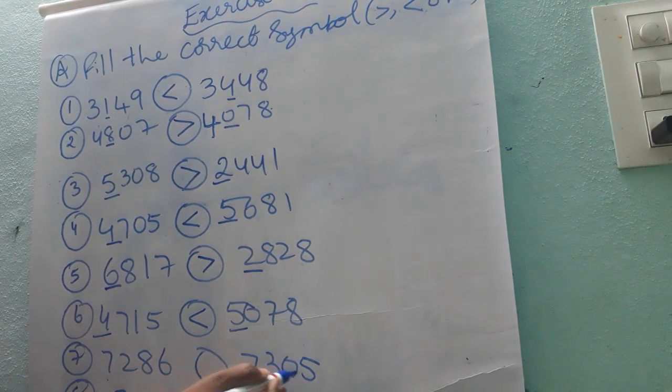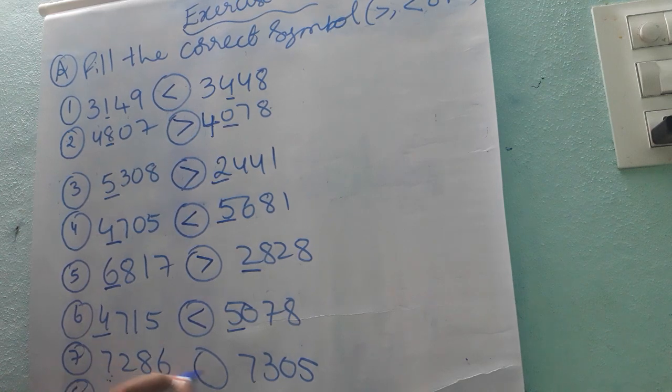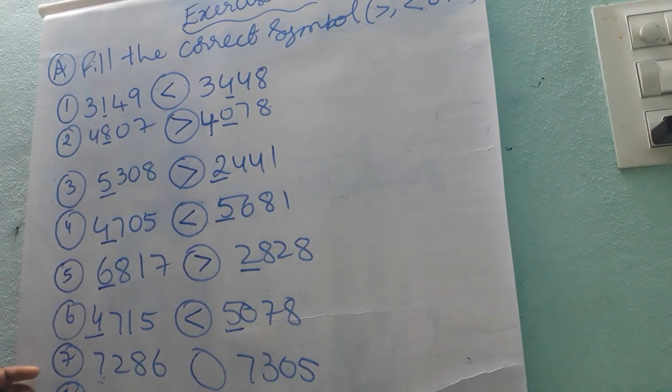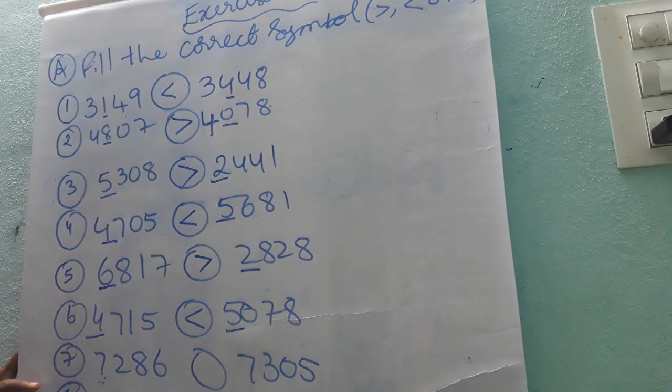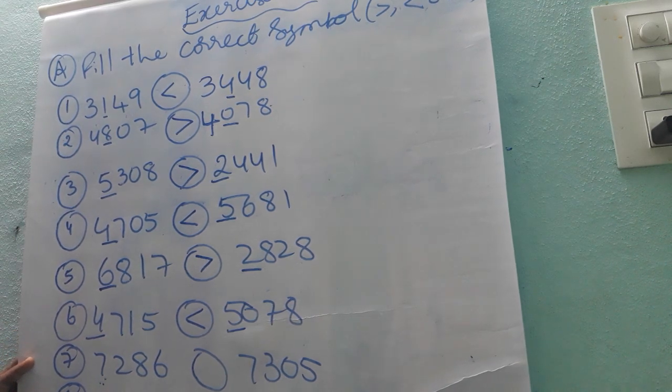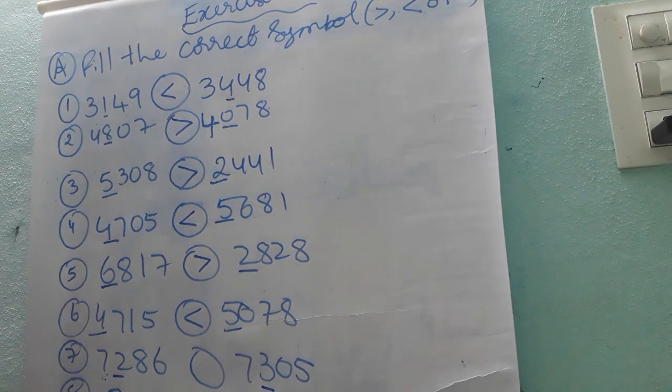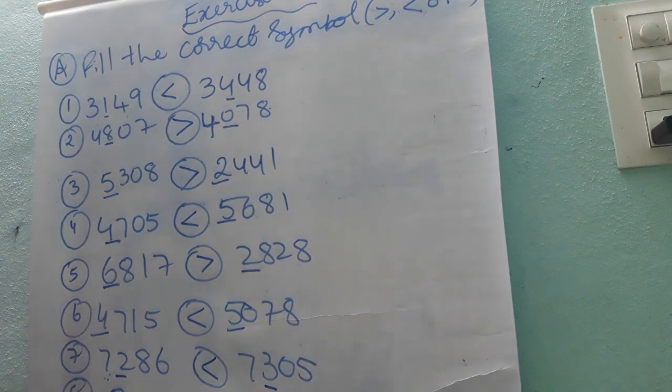Next, 7286, 7305. Here it started with 7000, here also 7000. Both started the same, so check the hundreds place digit. What is the hundreds place digit here? Here 2 and here 3. Which is more? 3. So give like this.